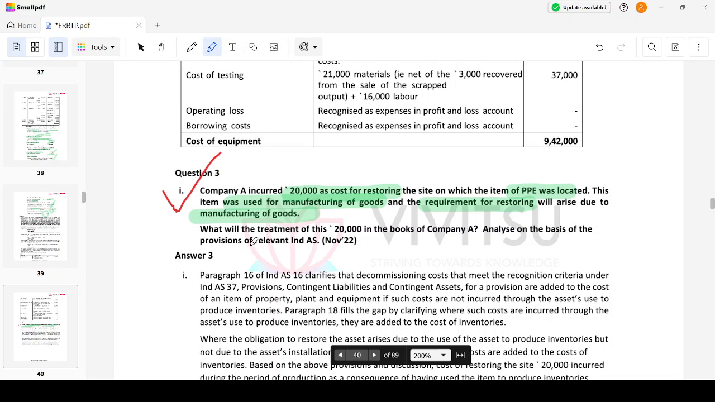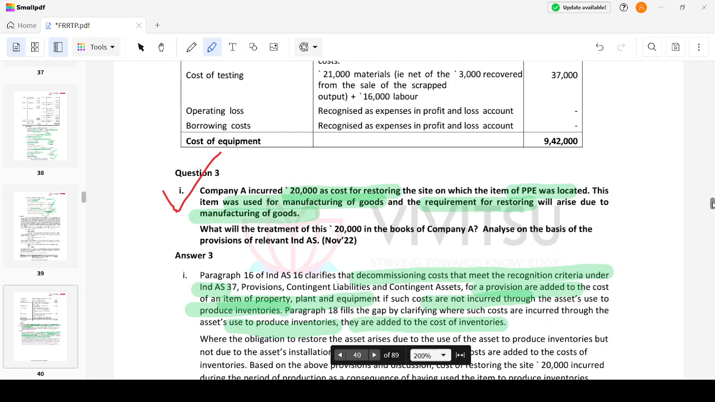I'm going with NDAS 16, and also the provisions, contingent liability, contingent asset, that is NDAS 37. NDAS 16 clarifies that decommissioning costs that meet the recognition criteria under NDAS 37 for a provision are added to the cost of an item of property, plant, and equipment if such costs are not incurred through the assets used to produce inventories. Paragraph 18 fills the gap by clarifying where such costs are incurred through assets used for producing the inventories. They are added to the cost of inventory.